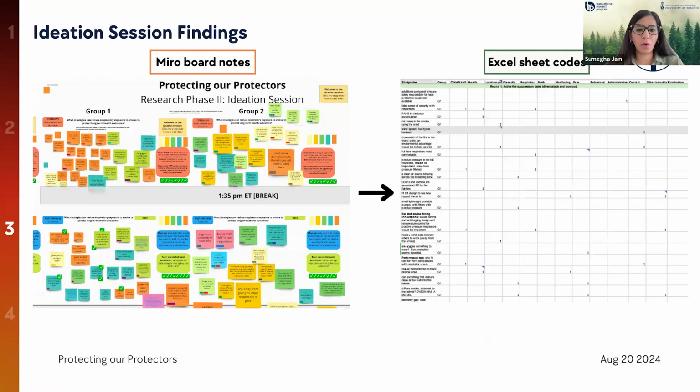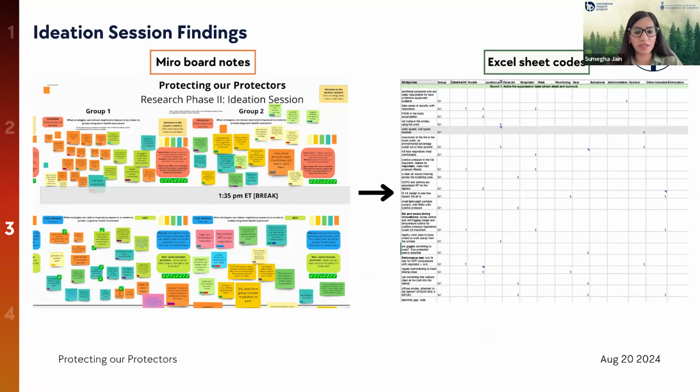Thank you, Janna. I will now walk you all through our ideation session findings. On the left side, you can see a snapshot of our Miro board, which captured a wide range of ideas and insights during the session. These ideas were then systematically transferred to an Excel sheet shown on the right, where we organized them into codes.